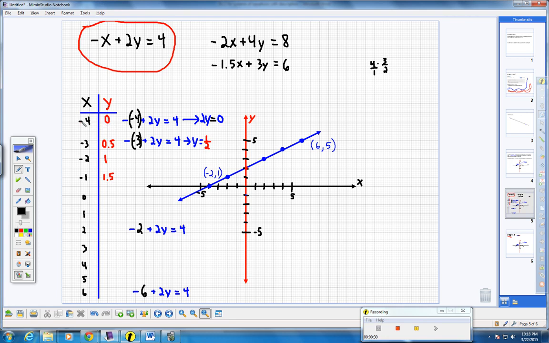So when x is negative 4, y is 0. That is one of the solutions to this line. So you might also call that a solution, right? It's a solution. But we have many solutions for this one line, right? That's a solution, and then we have another solution.